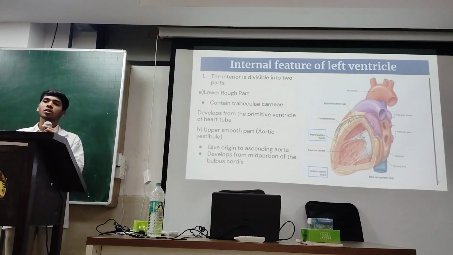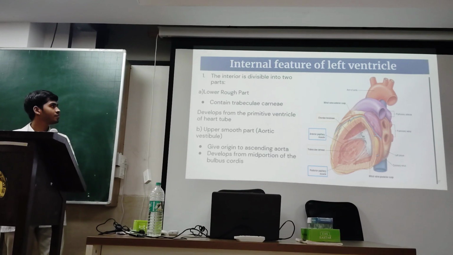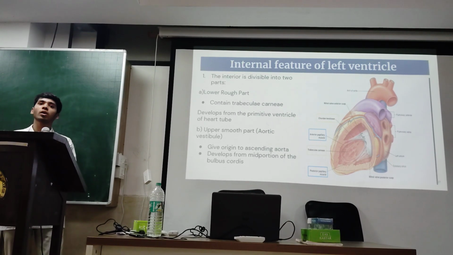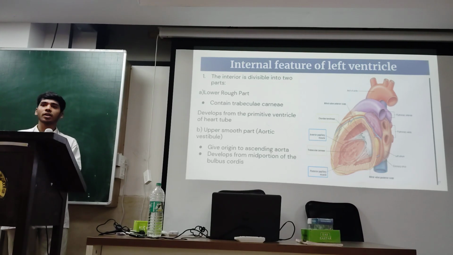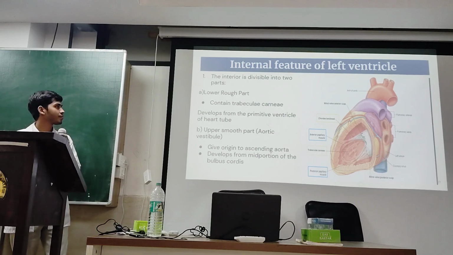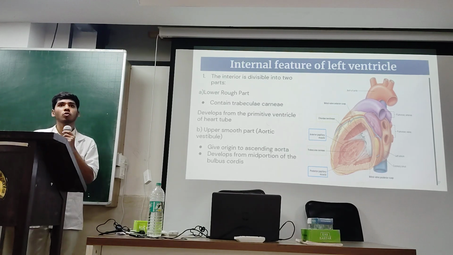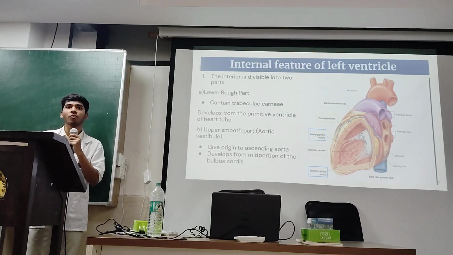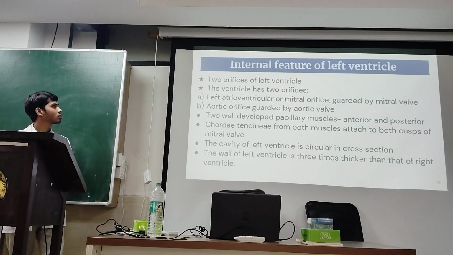Now let's discuss internal feature of left ventricle. So left ventricle is divisible into 2 parts: lower rough part and upper smooth part, which is also called aortic vestibule. Lower rough part contains trabeculae carneae, which is also called recess of heart. It developed from primitive ventricle of heart tube. Upper smooth part gives origin to ascending aorta, and it is developed from mid portion of bulbus cordis.